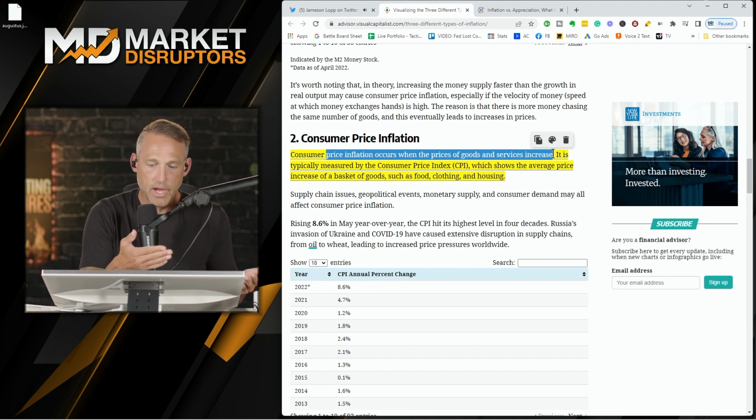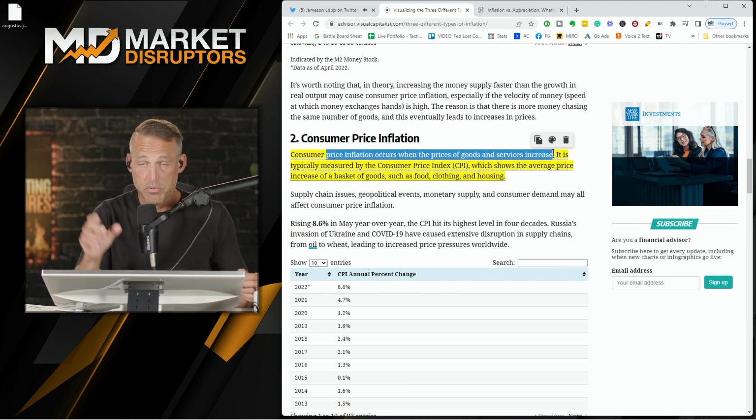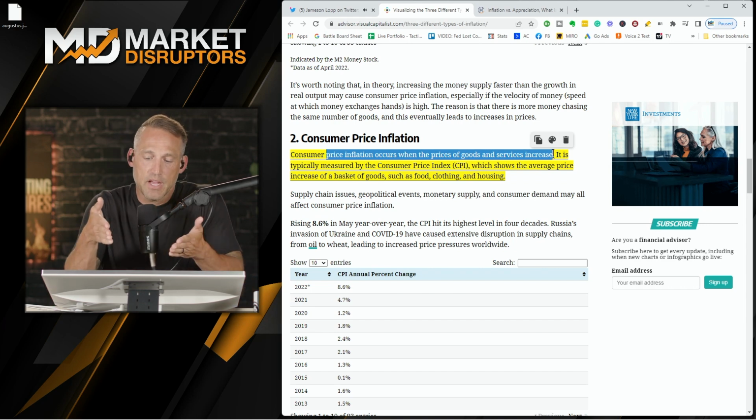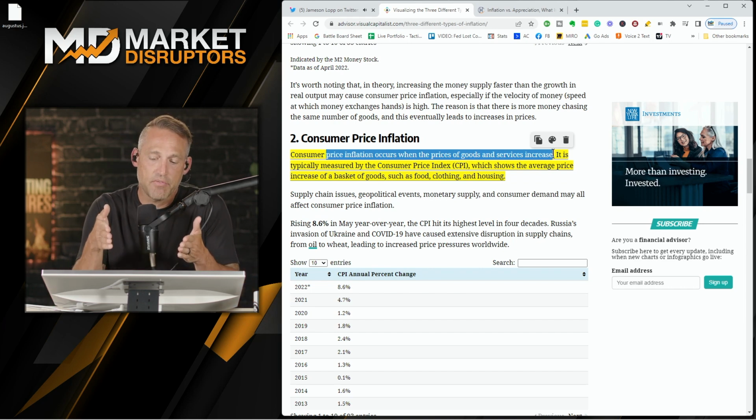People liked one food item. They don't like it anymore. People liked this fidget spinner. They don't like fidget spinners anymore. They like this widget. They don't like that widget anymore. It changes. The other thing about this basket is that it affects all of us differently.